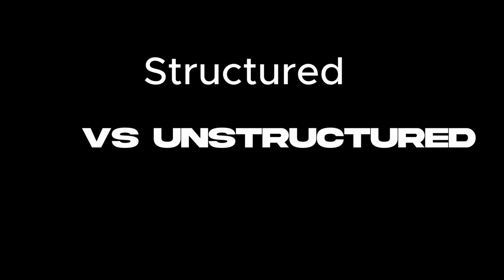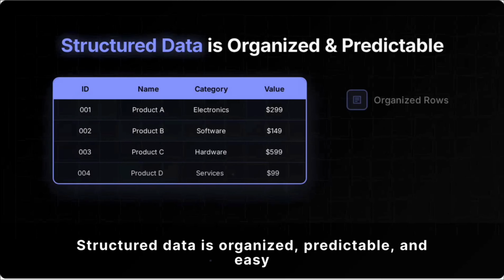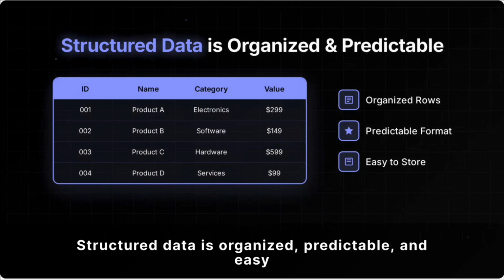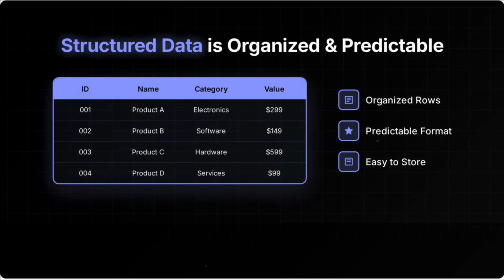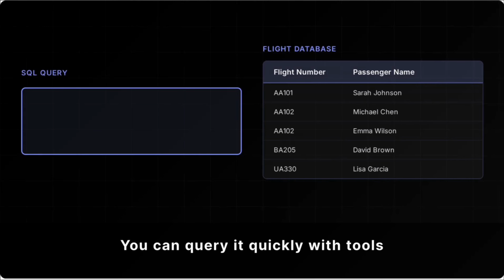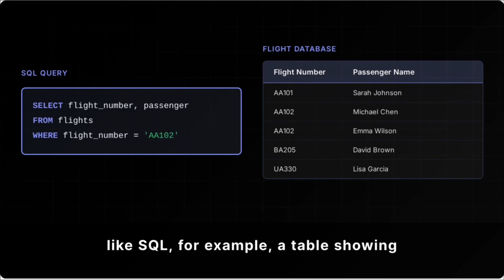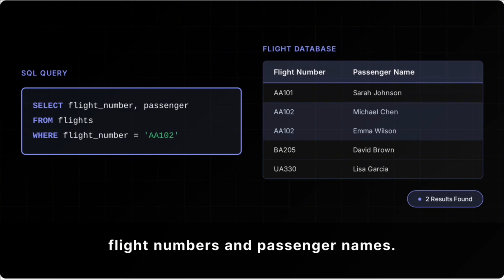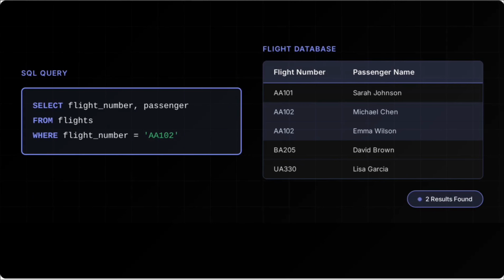Part 3, structured versus unstructured data. Structured data. This is the neat stuff, organized, predictable, and easy to store in tables. Think airline booking records, product inventory lists, gym membership databases, or student grades. It follows a fixed structure, and you can query it quickly with tools like SQL. Example, a table showing flight numbers, passenger names, and seat assignments.